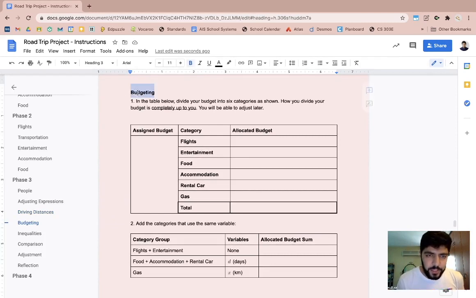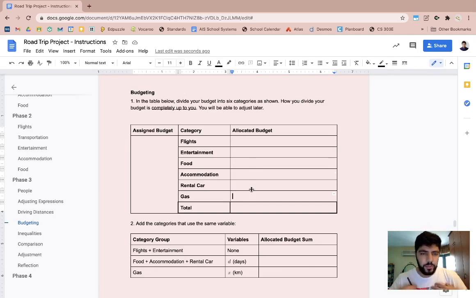In this section, the budgeting section, you're going to get your assigned budget. You're going to write it here, and you're just dividing it into different categories. At this point, you don't have to make any calculations. How you divide it is completely up to you. So you can decide, okay, I want to spend this much on flights, this much on food, and so on. You're going to divide the budget here such that the total, if you add all of these up, should be equal to or less than your assigned budget.